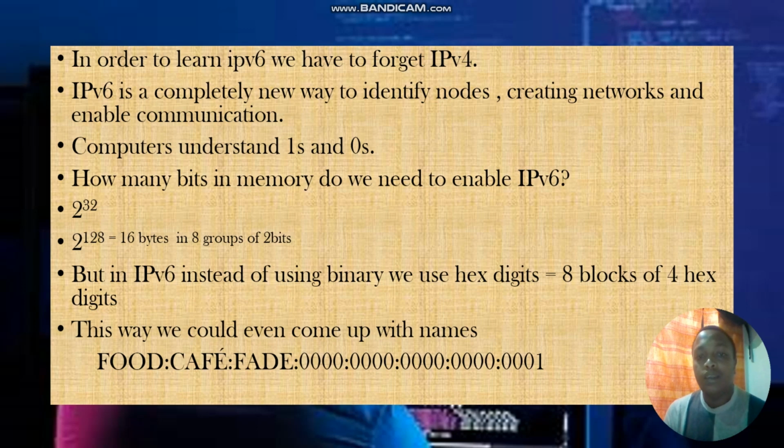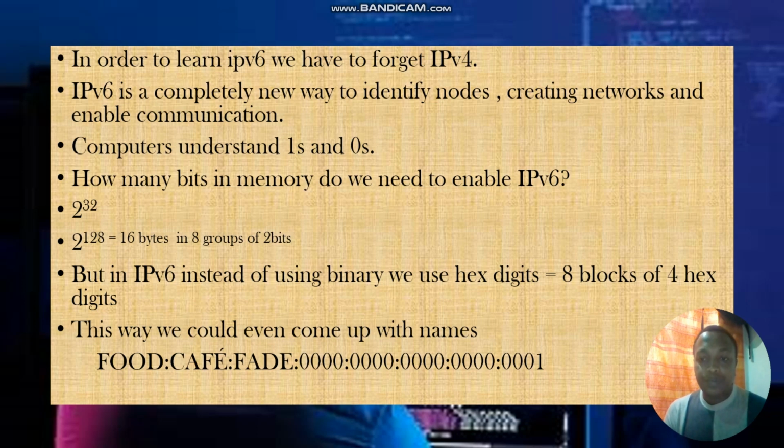So the question we need to ask ourselves is, how many bits in memory do we need to enable IP version 6 communication? For IP version 4, we took 2 raised to the power of 32, and that came to approximately 4.3 billion IP addresses. It was not enough, so we had to scale further, and we went for 2 raised to the power of 128. That gave us 16 bytes in 8 groups of 2 bytes. Okay, and that is basically enough for us to create an entirely new protocol that will help us to create nodes and enable communication between devices.